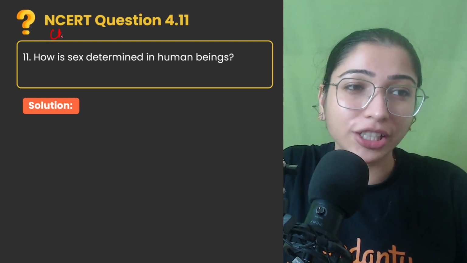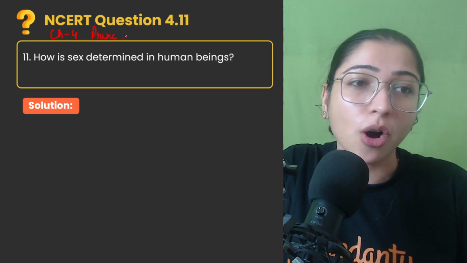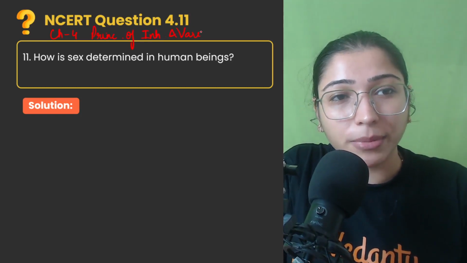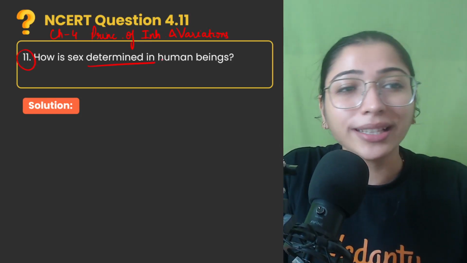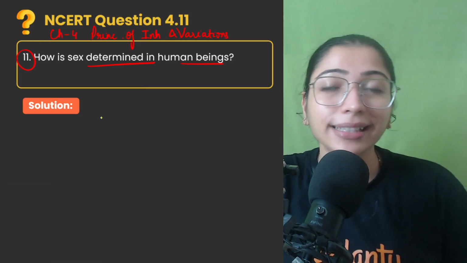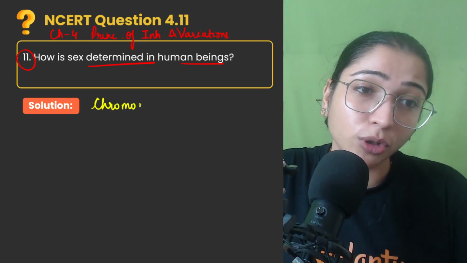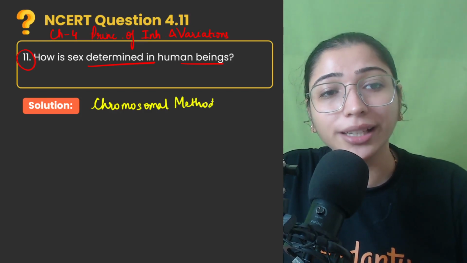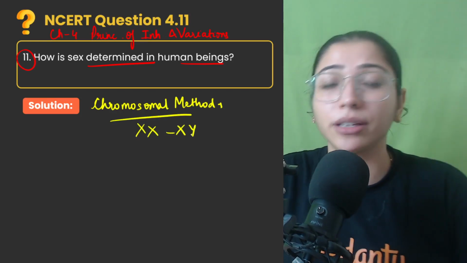Today we are discussing chapter number 4 of class 12th biology, that is principles of inheritance and variations. So this is question number 11 of the NCERT book, which is asking how is sex determined in human beings. So children, we have to understand that sex in human beings is determined by a chromosomal method. And what is that chromosomal method of sex determination? In human beings we follow the XX-XY method of sex determination.